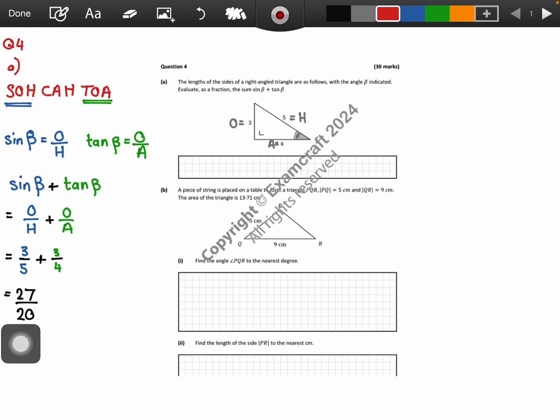4B then says a piece of string is placed on a table to form a triangle P, Q, R. The length from P to Q is 5 centimeters, so they filled that into the diagram. And Q to R is 9 centimeters. They also filled that into the diagram. The area of the triangle is 13.71 centimeters squared. Find the angle PQR to the nearest degree.